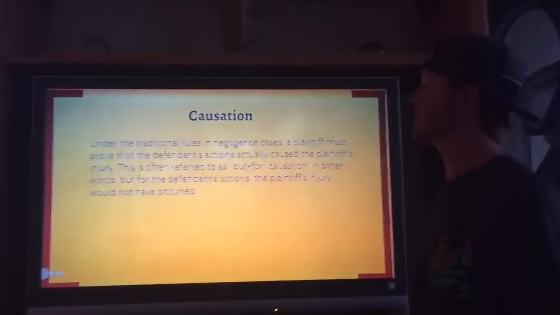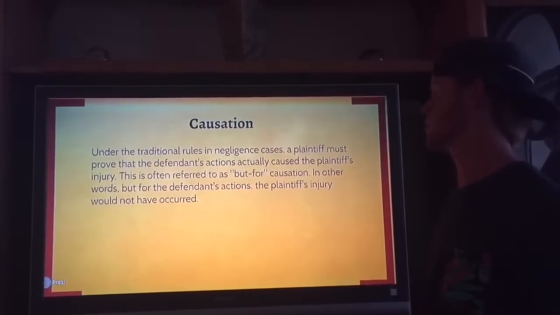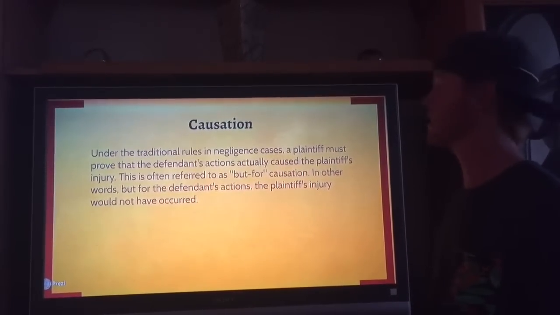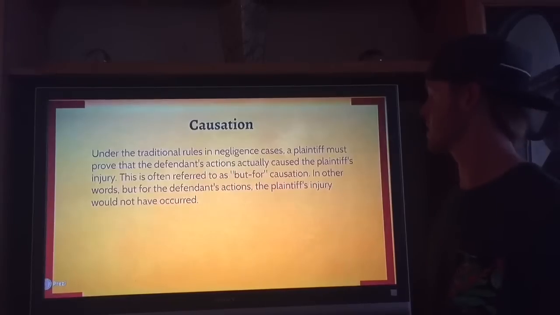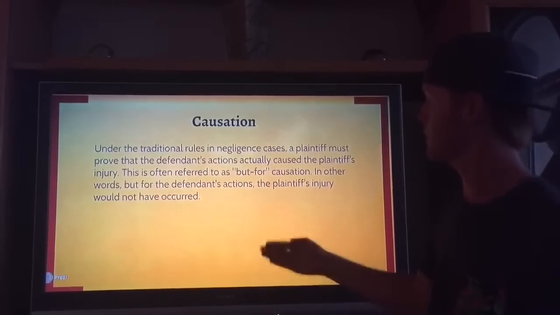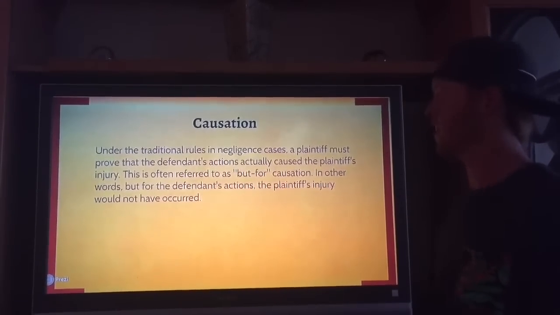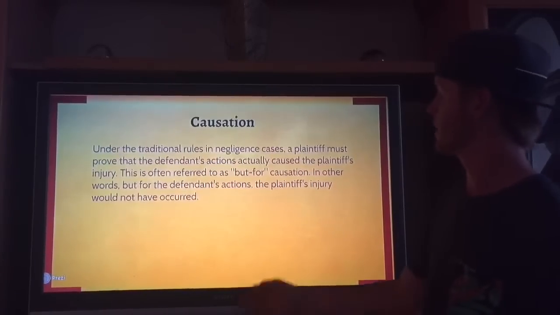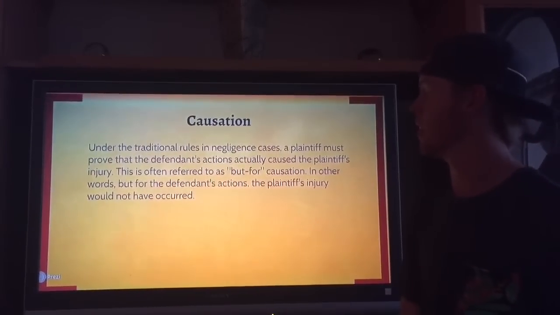The third element of negligence is causation. Under the traditional rules of negligence cases, a plaintiff must prove that the defendant's actions actually caused the plaintiff's injury. This is often referred to as but-for causation. In other words, but for the defendant's actions, the plaintiff's injury would not have occurred.